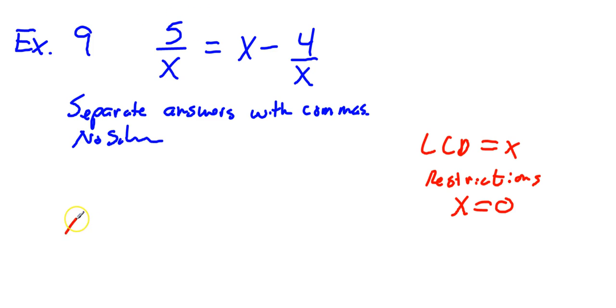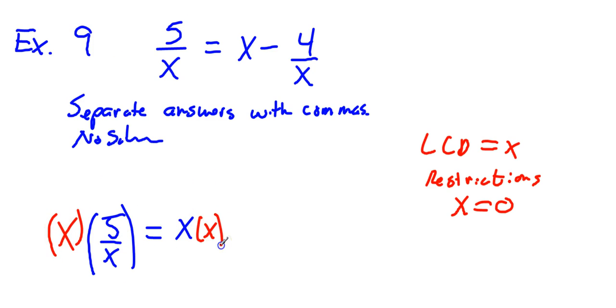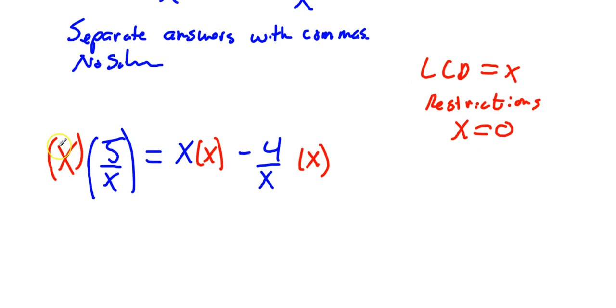All right, so we're going to take everything here and multiply it by x. And we'll put that x in parentheses. For this one, the least common denominator is easier because there's only one thing in the denominator. So multiplying by x shouldn't be too bad. So these x's will cancel. These x's will cancel. So you have 5 equals x squared minus 4.